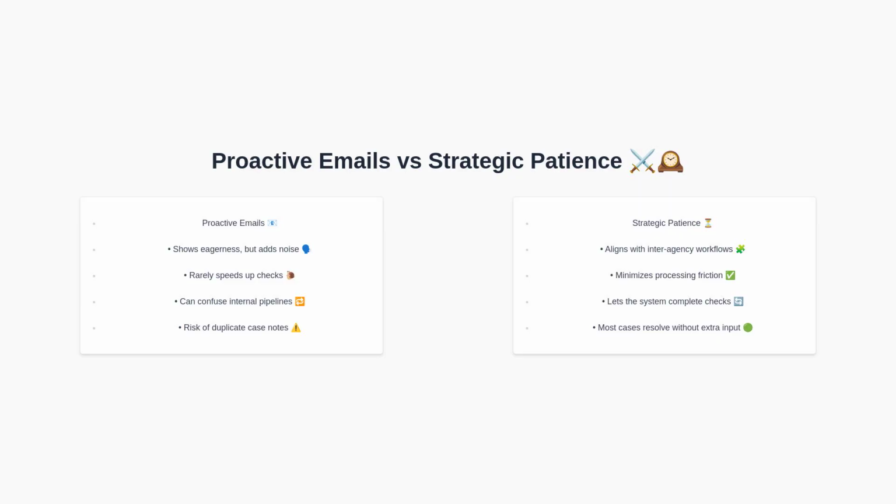Here is a direct comparison. Proactive emails might feel productive, but in practice they add noise and rarely accelerate interagency checks. They can introduce confusion into internal pipelines and even lead to duplicate or conflicting case notes. Conversely, strategic patience aligns with how interagency checks actually proceed. By minimizing friction and avoiding unnecessary inputs, you allow the system to complete its work efficiently. In most cases, resolution occurs without additional applicant action.